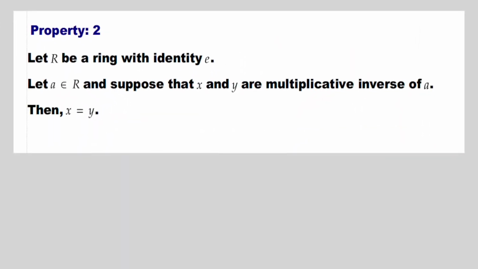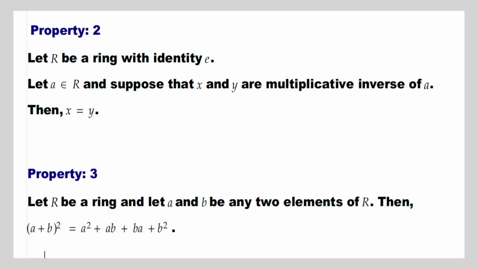Second property is, let R be a ring with identity e. Let a belongs to R, and suppose that x and y are multiplicative inverses of a, then x equal to y. The third property is, let R be a ring and let a and b be any two elements of R. Then (a + b) whole square equal to a square plus ab plus ba plus b square.